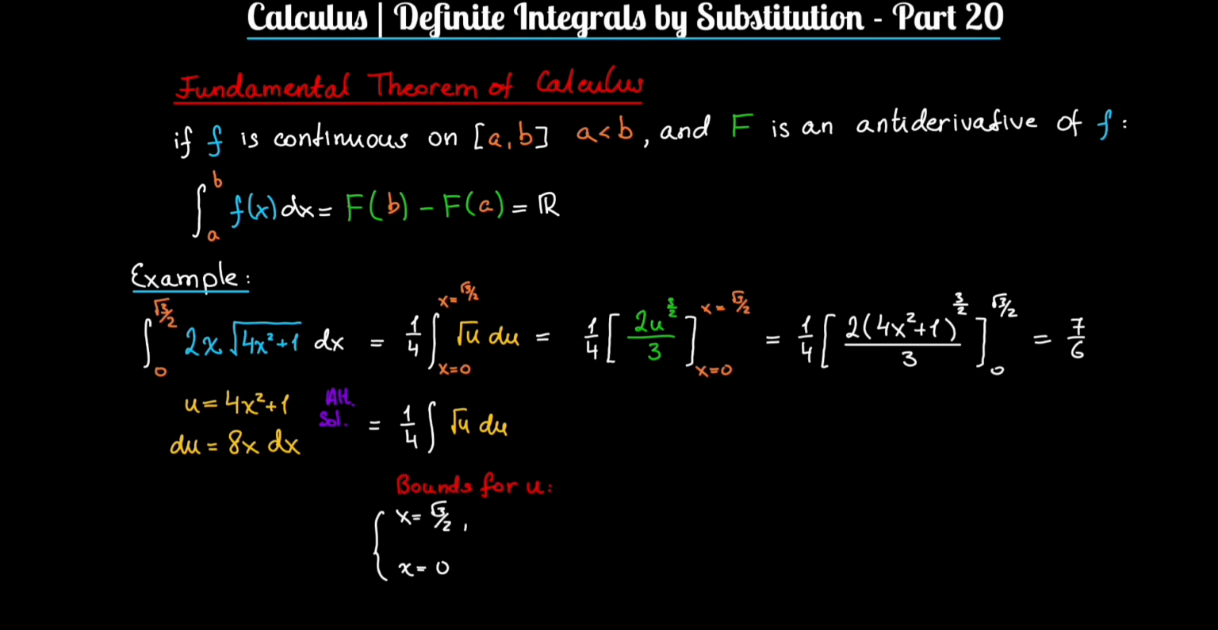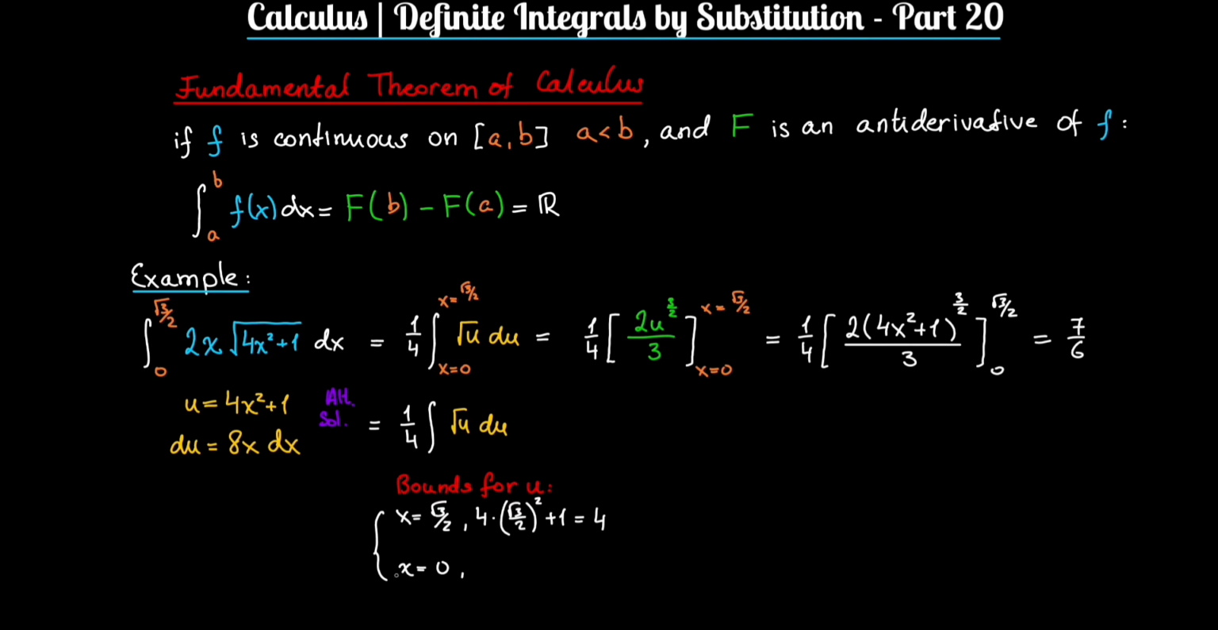What you can do is take the x bound. For example, we take the upper bound for x, which is square root of 3 over 2, and we plug it into the substitution. In this case, that would be 4 times the square root of 3 over 2 squared plus 1. The answer you're going to get here is simply 4.